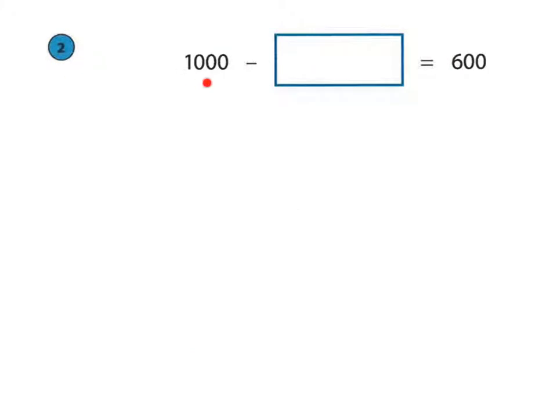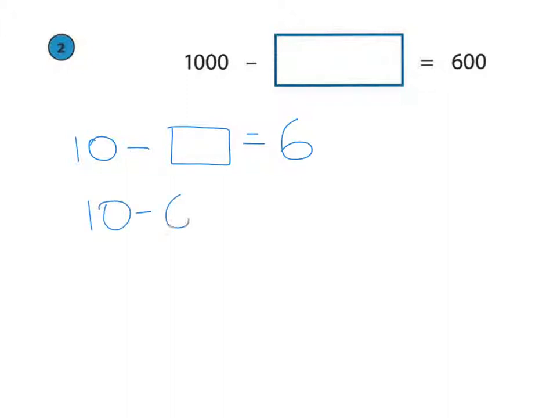Question 2. 1000 take away something equals 600. I'm just going to show you how I can make this a little bit easier. 10 take away something equals 6. I know that 10 take away 6 equals 4. That means that 10 take away 4 equals 6.